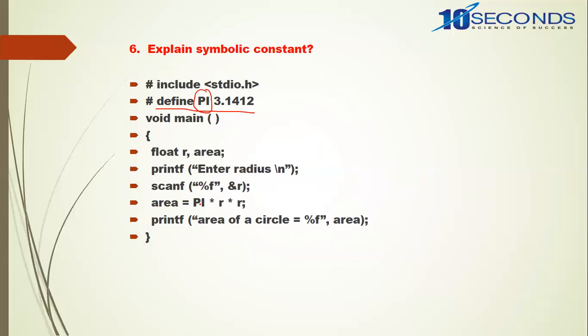So you tell, sir, imagine the scenario. There is no concept called symbolic constant. Then I used 3.1412 in 100 places. Tomorrow, the client will come and tell me to change 3.1412 to 3.1413. Then I need to make the change in 100 places. I need to go to all the 100 places and do the change. I have done the change in 99 places, but I have forgotten to do the change in one place.